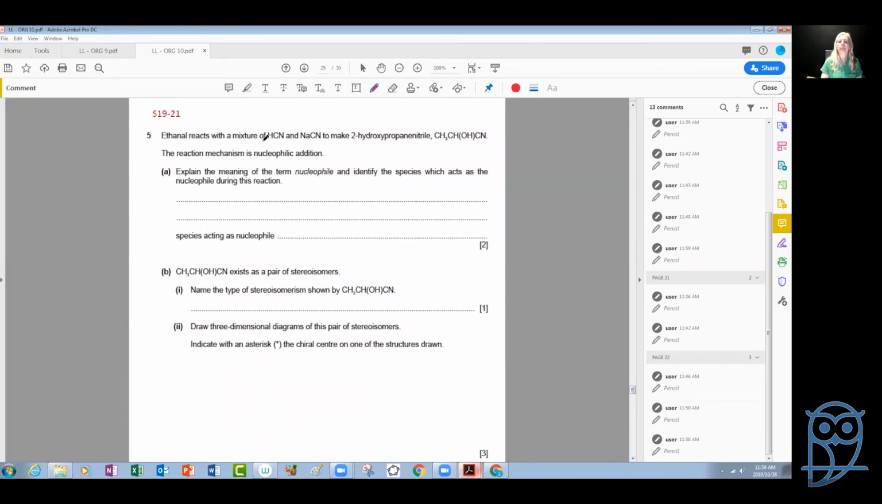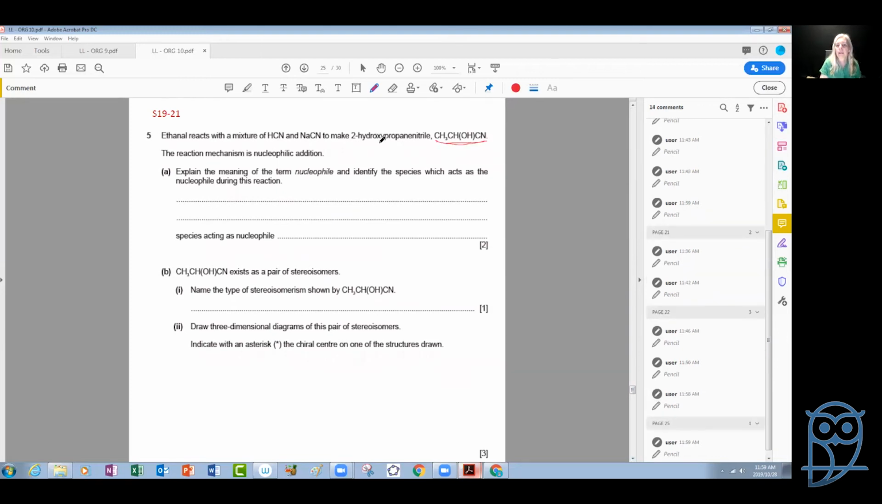Ethanal reacts with a mixture of hydrogen cyanide and sodium cyanide to make this compound, which they give us its formula and its name, 2-hydroxypropanenitrile. And the reaction mechanism is nucleophilic addition, what we saw just now. Explain the meaning of the term nucleophile and so on.